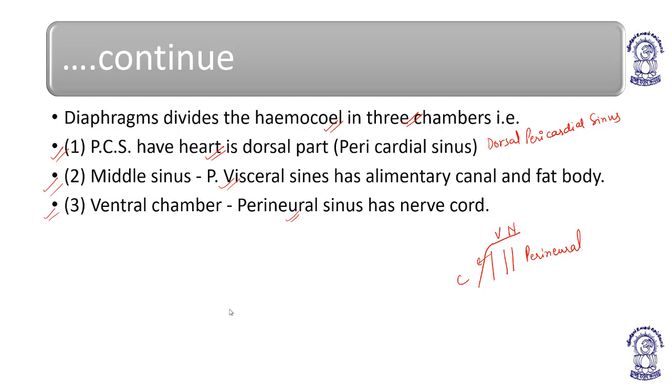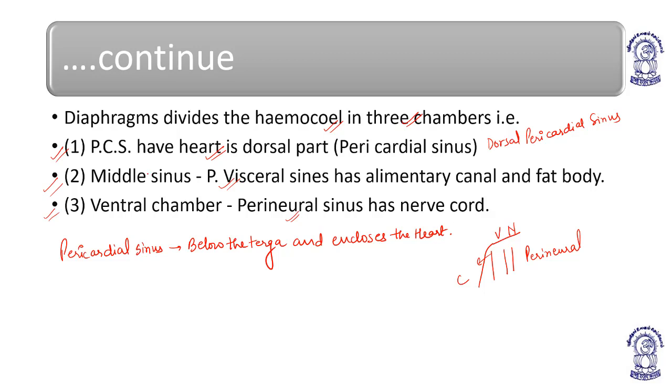The pericardial sinus, which is on the dorsal side, is present just below the terga and encloses the heart. That is why it is called pericardial, meaning around the heart.